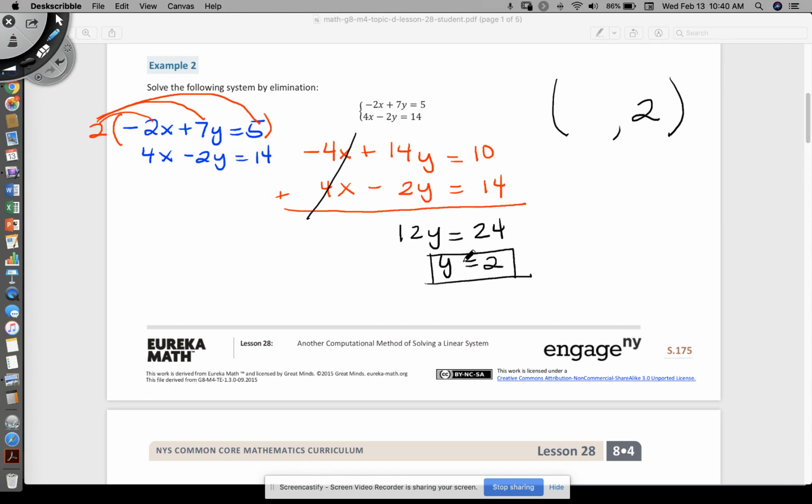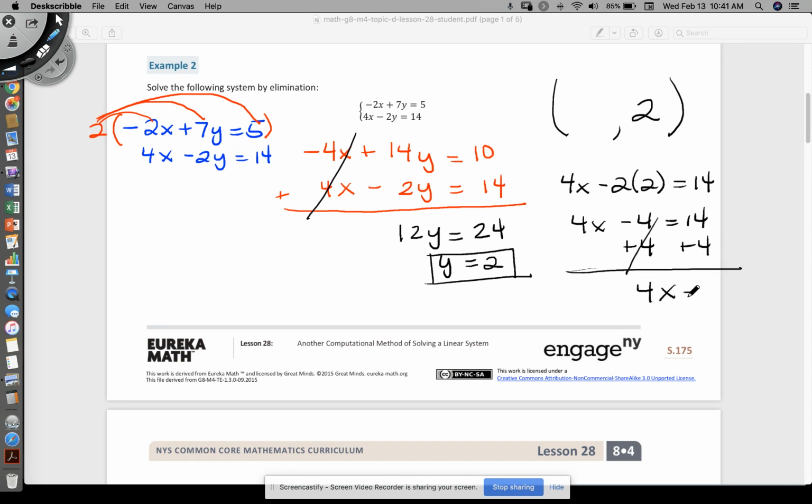And again, you can plug this y into either one. I'm going to go ahead and plug it into the bottom one. We're going to say 4x minus 2 times 2 equals 14. 4x minus 4 equals 14. And again, I want that x by itself, so I need to get rid of this 4. So I'm going to add 4 to both sides. Those cancel, and I get 4x equals 18. Divide by 4. Now 4 doesn't go into 18, but I can simplify this to 9/2. So my x is 9/2.